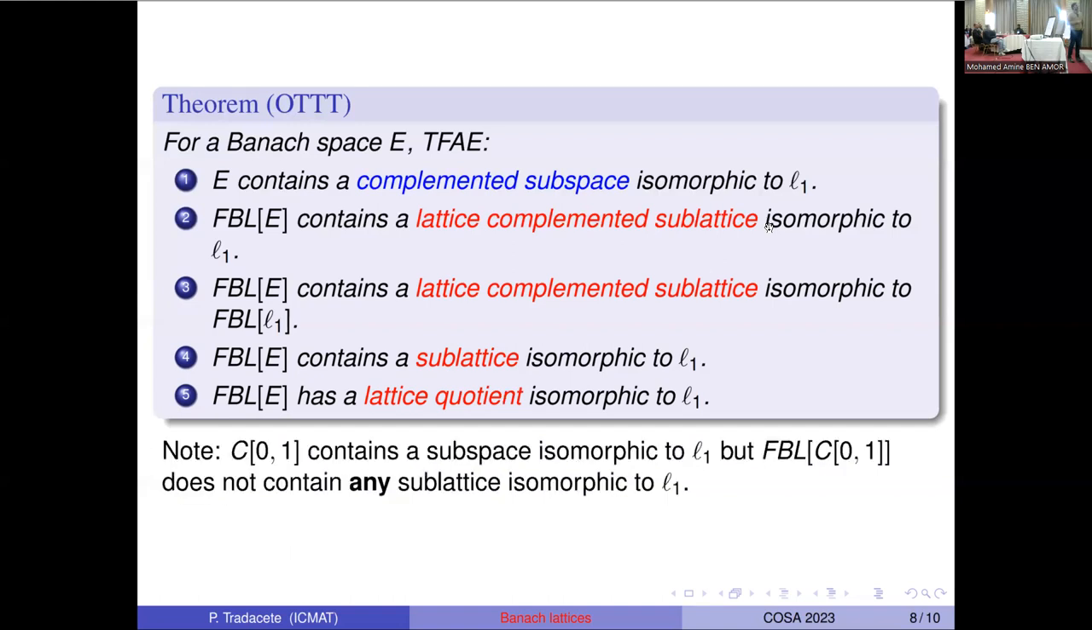So, maybe as an example, we could look at L1 sitting inside of the space of continuous functions on [0,1] as a subspace. So you could think of what happens when you look at this embedding from L1 to the space of continuous functions, and you extend it to the corresponding lattice homomorphism. And well, because L1 is not complemented in the space of continuous functions on [0,1], you cannot hope that operators from this L1 space extend to operators into C[0,1].